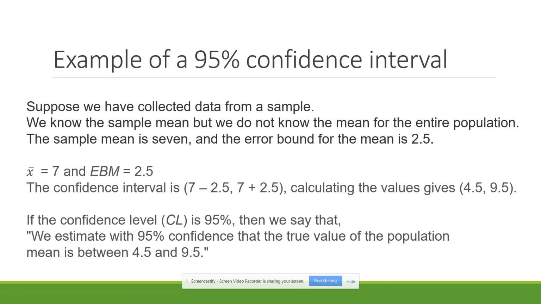Okay, so again, here's another example of that 95% confidence interval. Suppose we've collected data from a sample. We know the sample mean, but we don't know the mean for the entire population. The sample mean is 7, and the error bound of the mean is 2.5. So again, my sample mean is 7, and my EBM is 2.5. So my confidence interval is 7 minus 2.5, 7 plus 2.5. Calculating the values gives you 4.5, 9.5. If the confidence level is 95%, we say that we can estimate with 95% confidence that the true value of the population mean is between 4.5 and 9.5.